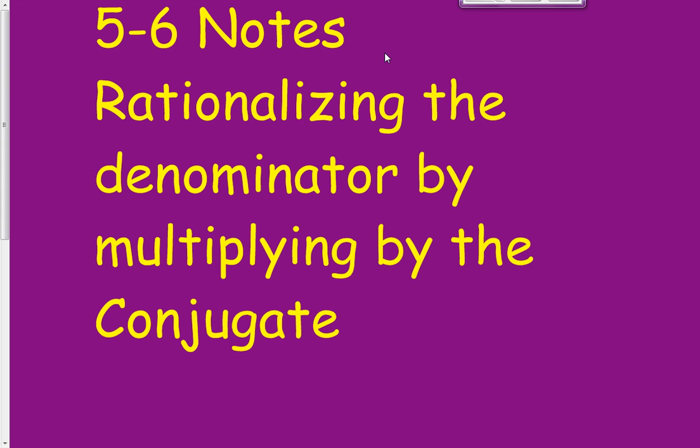We're still rationalizing the denominator. This time we're doing it by multiplying by the conjugate. There's a lot of words there. You guys already know what rationalizing the denominator means. Now we're going to talk about the conjugate.